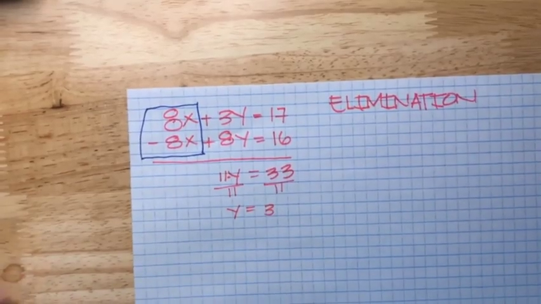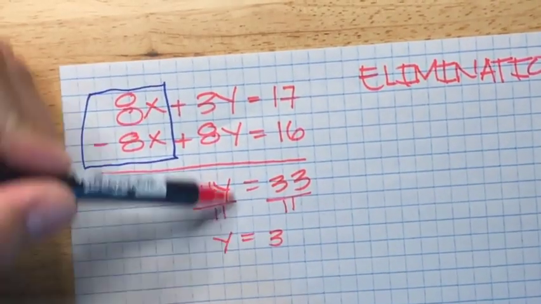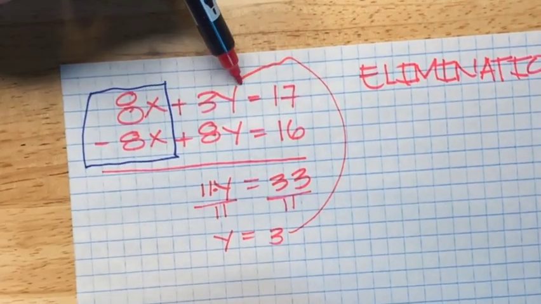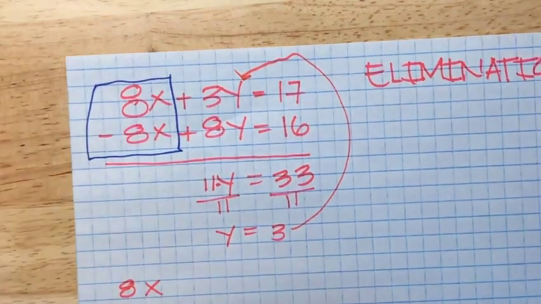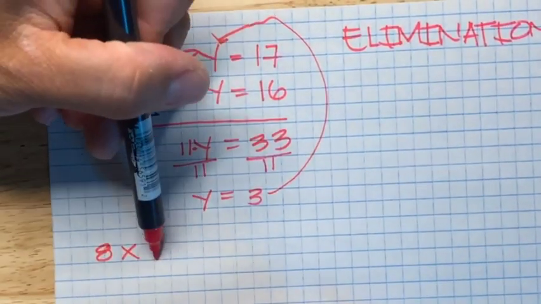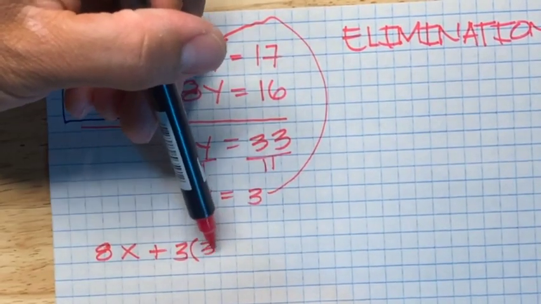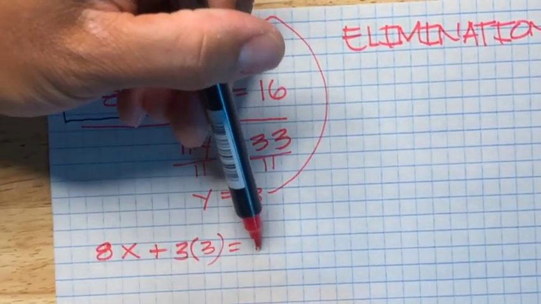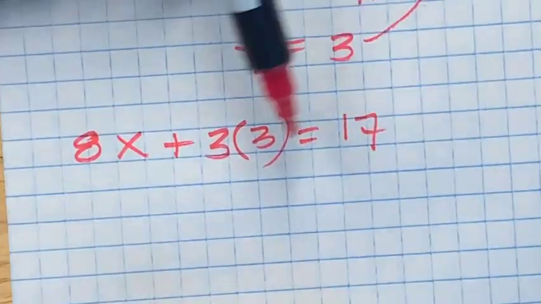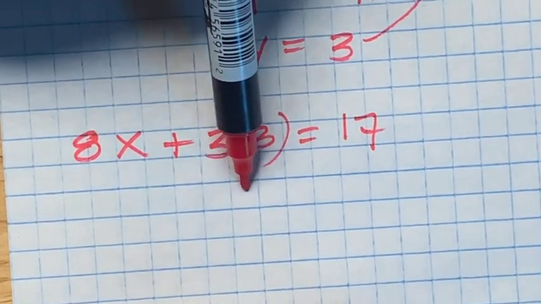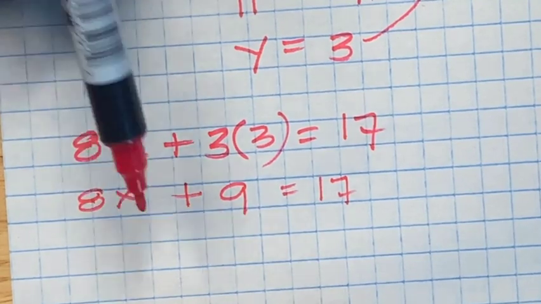We're going to take any one of these two equations. Let's just do the first equation. And I'm going to substitute this 3 into this y right here. So 8x plus 3, please put parentheses there, just do it, equals 17. And let's zoom in to look at our arithmetic. 3 times 3 is 9 equals 17. We got that 8x right there.